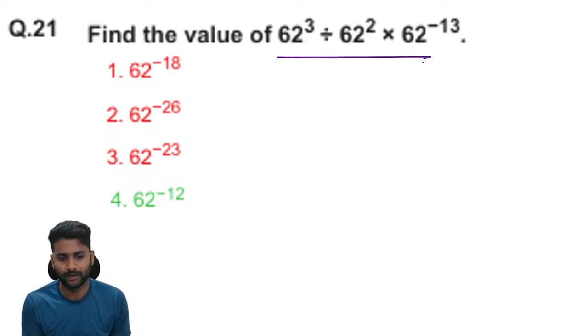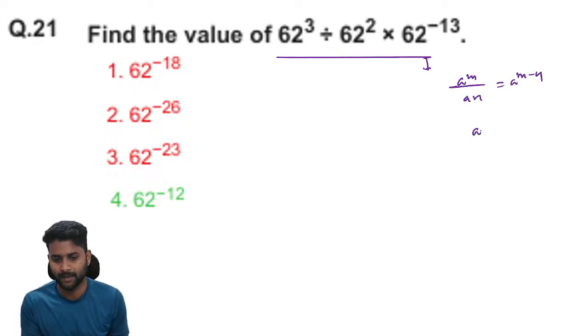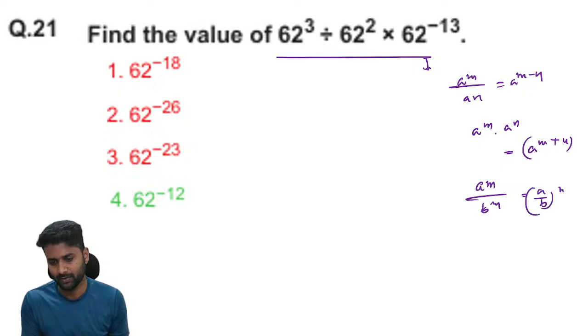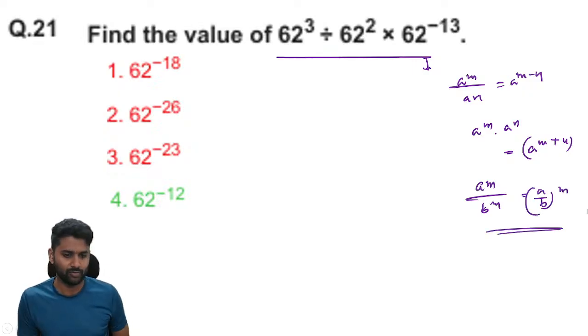Next one. Again, third properties. A power m divided by a power n is equal to a power m minus n. A power m into a power n is equal to a power m plus n. Next one. A power m divided by b power m is equal to (a by b) whole power m. So these are the different properties.